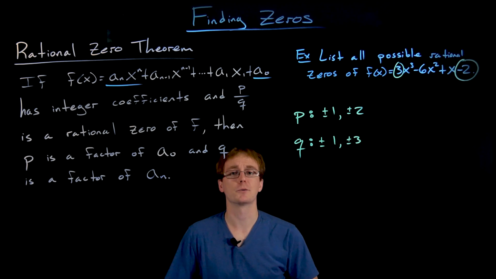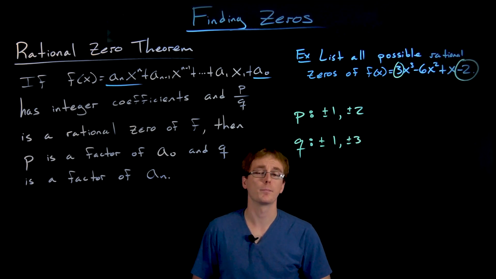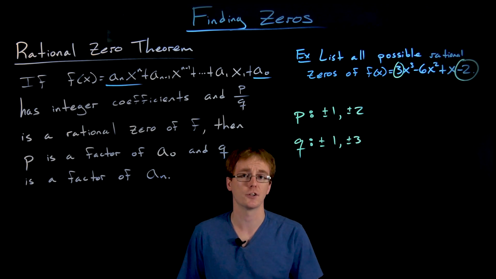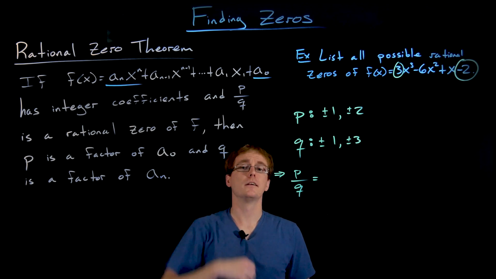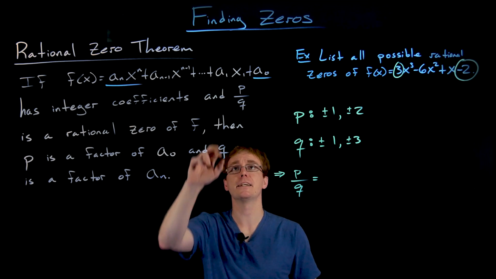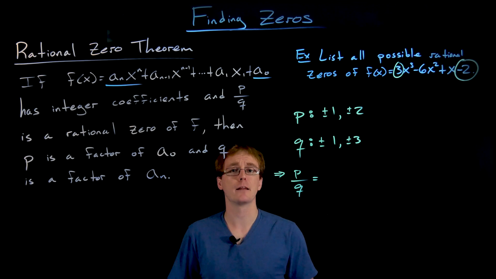So only 4 options there, plus or minus 1 or plus or minus 3. You're always going to have those plus or minus signs in this process, so make sure not to forget those. All right, and so now we have to construct all the different possible fractions that can be created of this form, p divided by q.